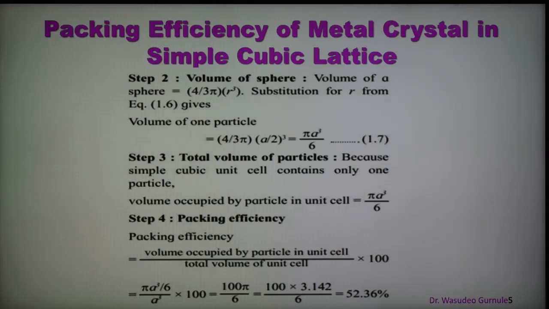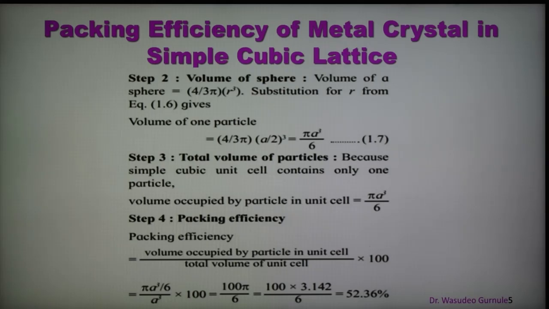So in case of simple cubic lattice, 52.36% of the total space is occupied by the spheres of the particle, whereas 100 minus 52.36, so 47.64% of the empty space is there, which is known as the void. This is the void which is unoccupied. So 47.64% space is unoccupied in case of simple cubic lattice.